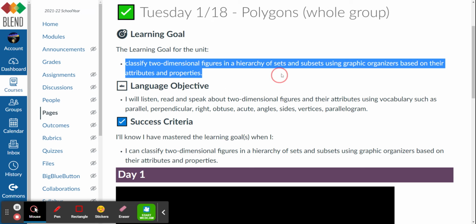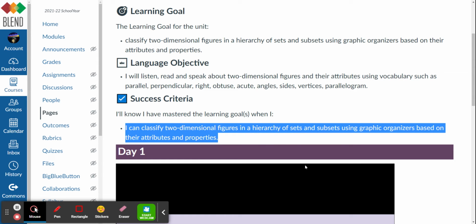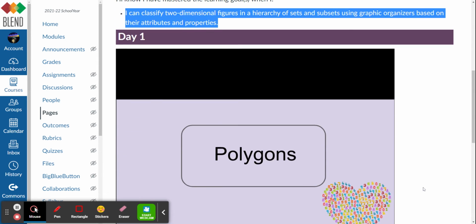We're going to have to learn how to classify two-dimensional figures in a hierarchy of sets and subsets using graphic organizers based on their attributes and properties. So you're going to be able to classify two-dimensional figures in a hierarchy of sets and subsets using graphic organizers based on their attributes and properties.